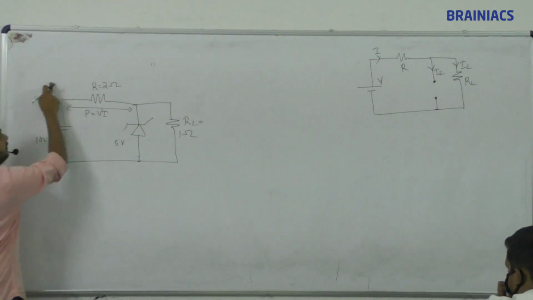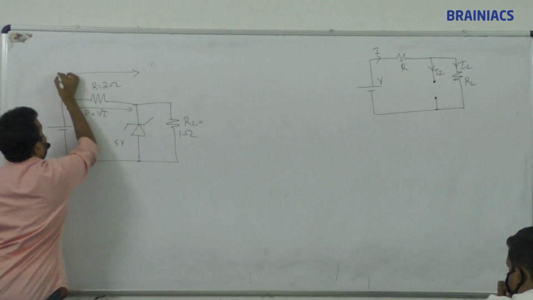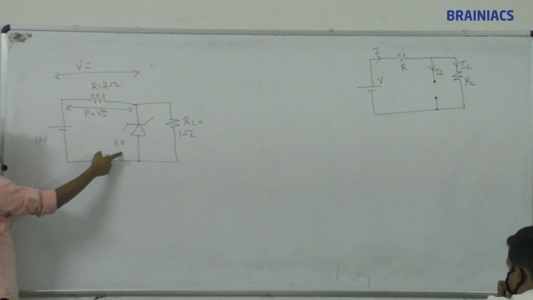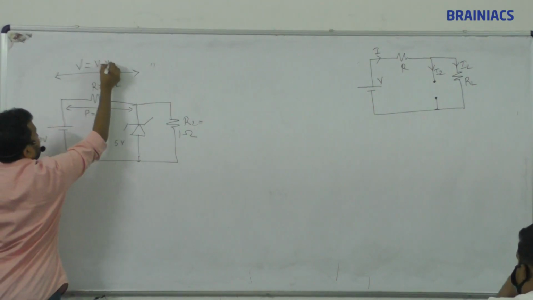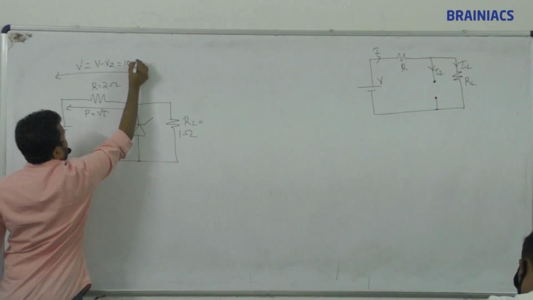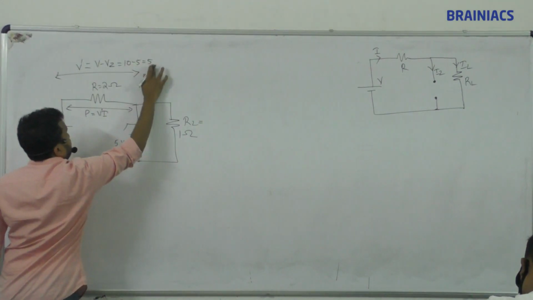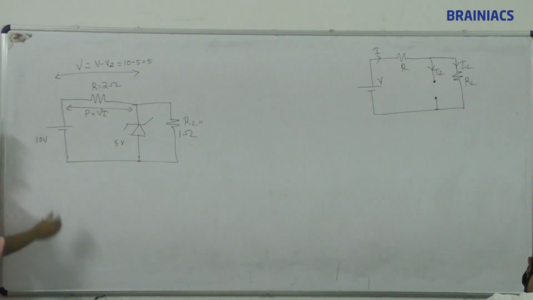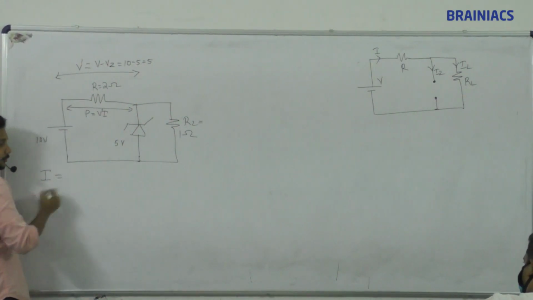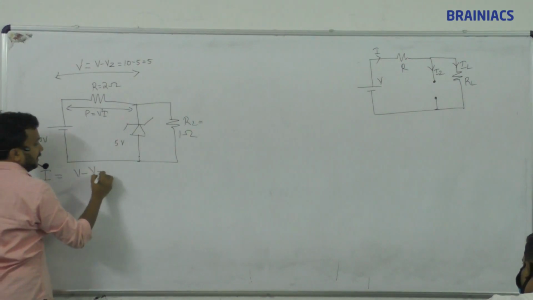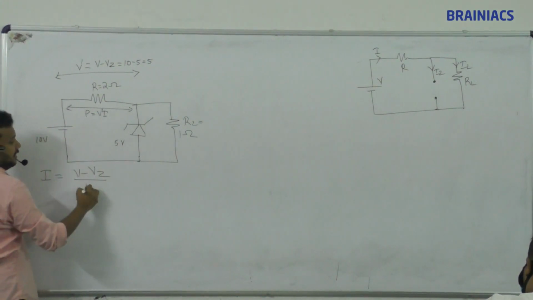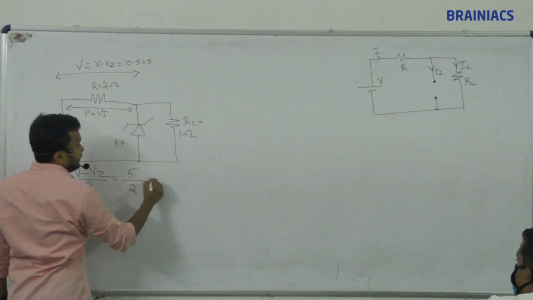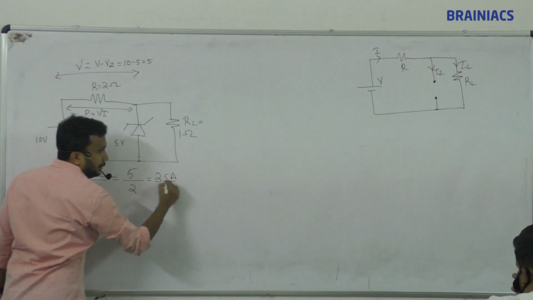So what is the voltage between these 2 points? This is the voltage. So V dash is equal to 10 minus 5, V minus VZ, which is 5. That's all. Now I have to find the current. Current is equal to (V minus VZ) divided by the resistance R. So 5 divided by resistance 2, answer is 2.5 ampere.